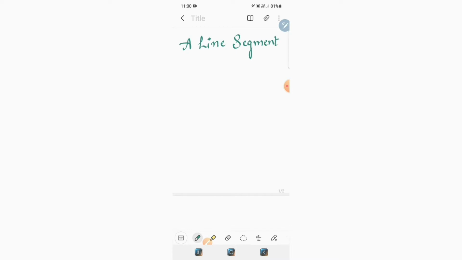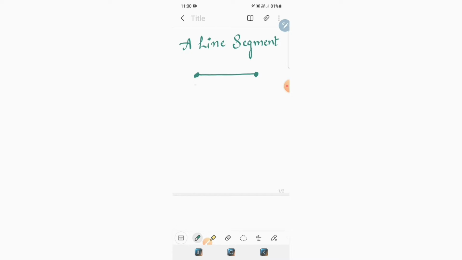So children, a line segment has two endpoints. So this is a line segment having two endpoints, right? A line segment has a definite length because it has two endpoints. A line segment can be drawn on a paper. Why? Because it has a definite length, so we can draw a line segment on a paper.